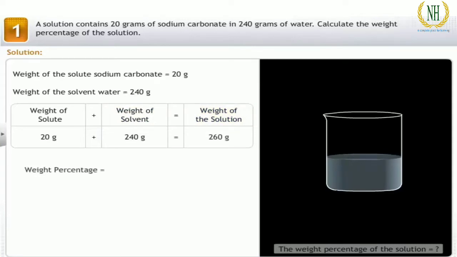We know that weight percentage is equal to the weight of the solute divided by the weight of the solution multiplied by 100. Therefore, we substitute the values of the weights of the solute and the solution in the formula. Hence, the weight percentage of the solution is 8.33%.